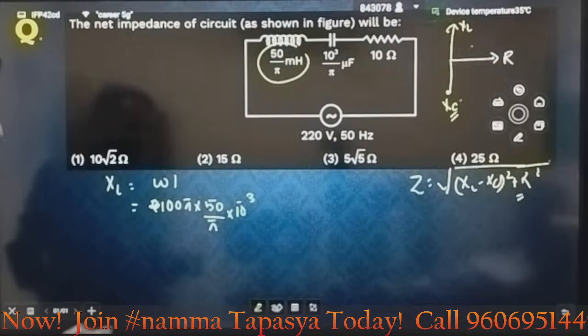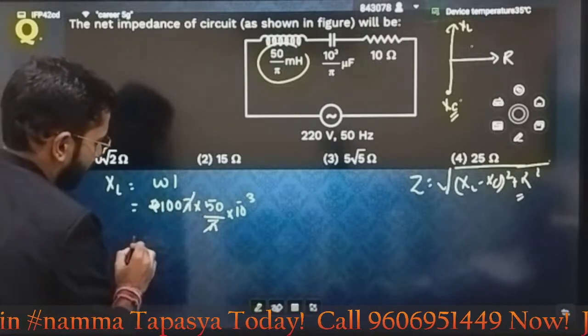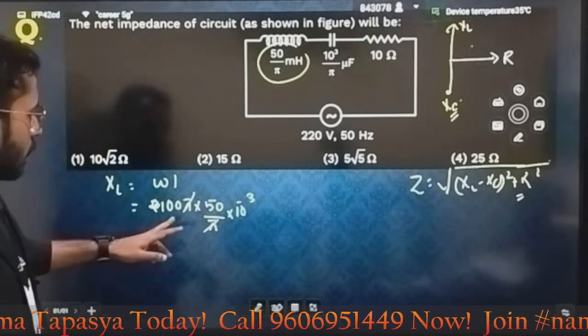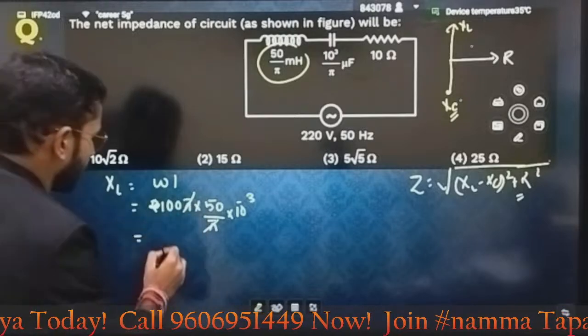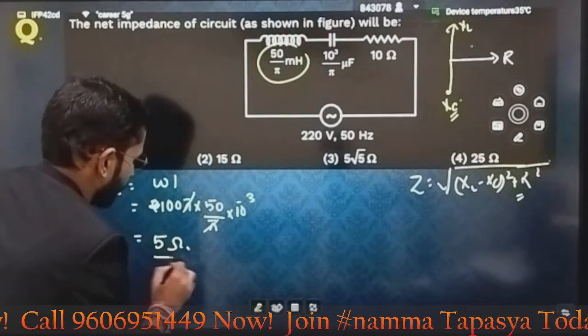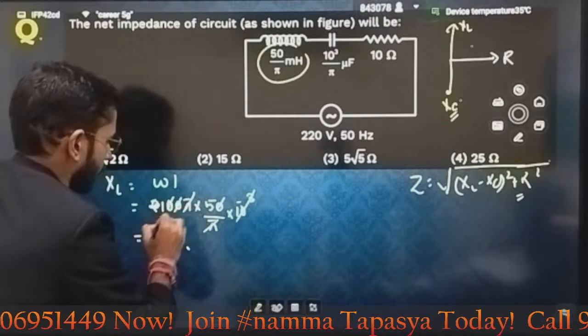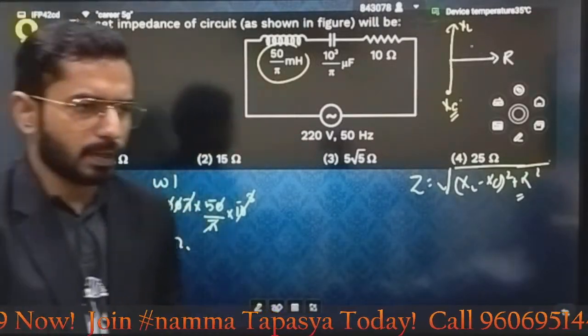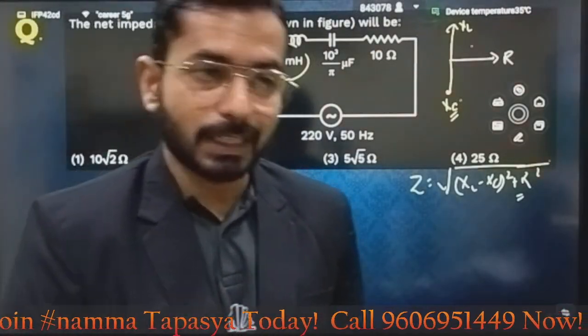Correct? Now what can you write for XL? This pi cancels. Now here 10 power minus 1, it can be written simply as 5 ohm, because this 10 power minus 3 is going to cancel all the zeros. That means 5 ohm will be the XL, inductive reactance.